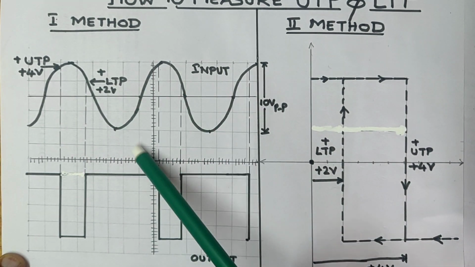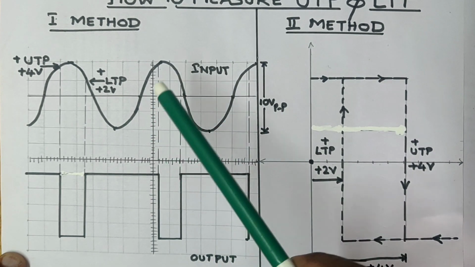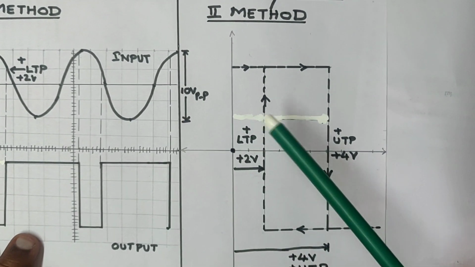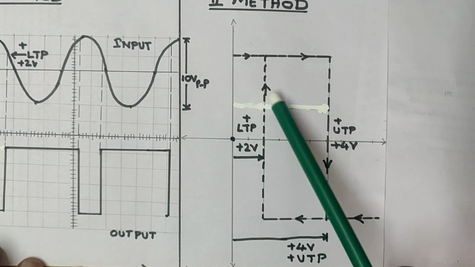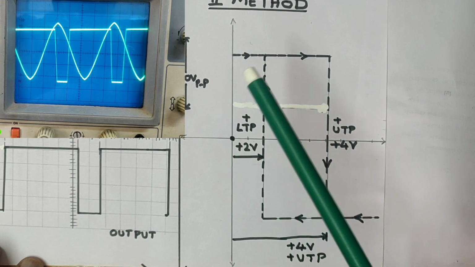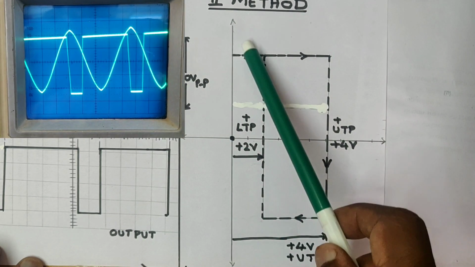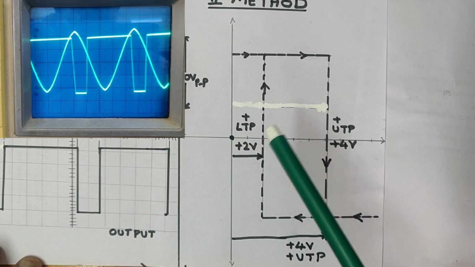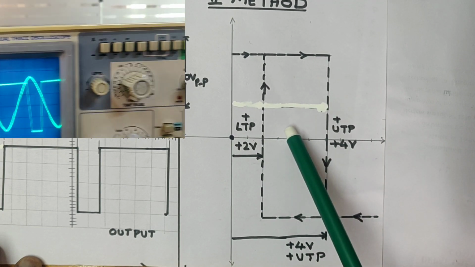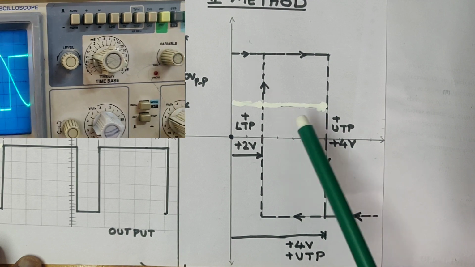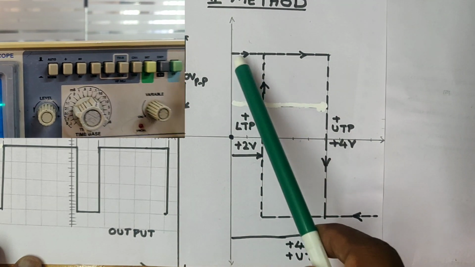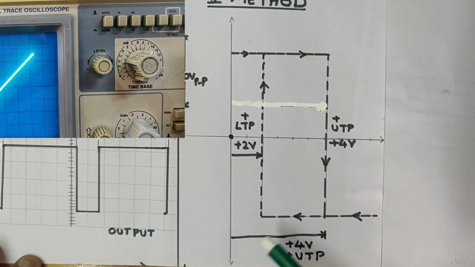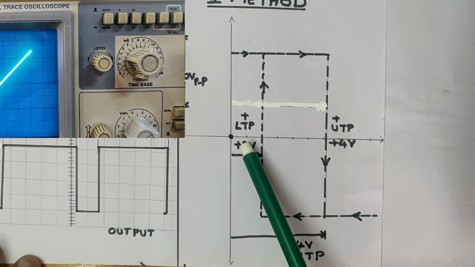This is clearly explained in a video attached to this same experiment, and you can see one more waveform. This is one more method where you can measure the LTP and UTP. Just press the XY key after displaying both the channels, press the ground key and bring it to a common point, then release the ground connect. Then you can observe a waveform something like this, called a hysteresis loop. Here also you can measure the LTP and UTP.